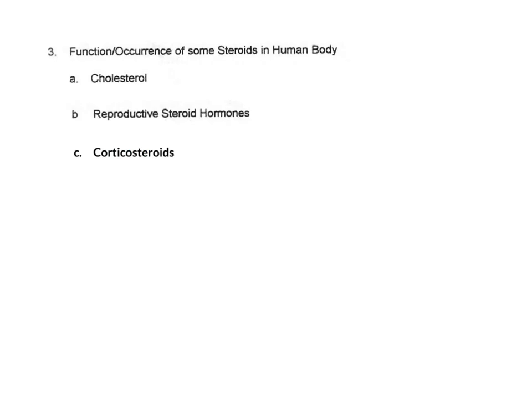There are 3 groupings of steroids that are used in the human body in various ways. Cholesterol has its own purposes. We have reproductive steroids, and then we have corticosteroids. All of these steroids are lipids, and that means that they're found in the membranes. They tend to be stored up in membranes. And now we'll look at each of them individually to see how they behave in the body.